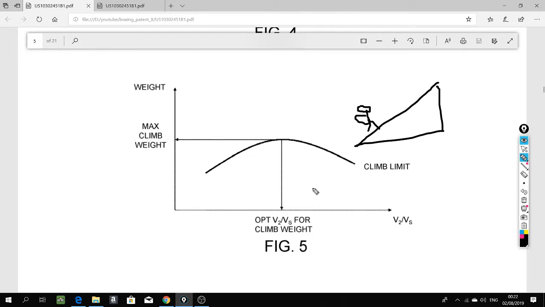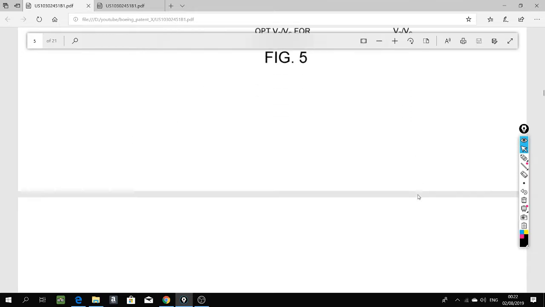So this is the same for an aircraft, because at very high speed it is also limited by the friction and by the engine power as well. So the optimum point for V2 over Vs ratio versus the weight, when it comes to maximum climb weight, is in this middle point, right? So just keep this graph in mind, and now we will go to the next important graph, which is figure number 6.